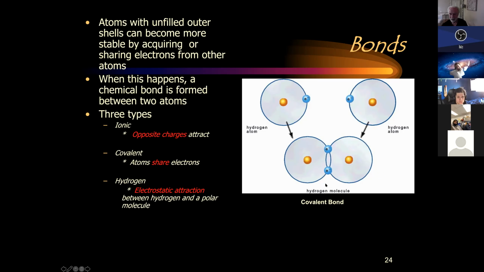So what you see here is an example of a covalent bond, where you have 2 hydrogen atoms. They're both unhappy because they have 1 electron and they'd like 2. So if they share the electrons that they have, they can now each have 2, and that makes a hydrogen molecule.